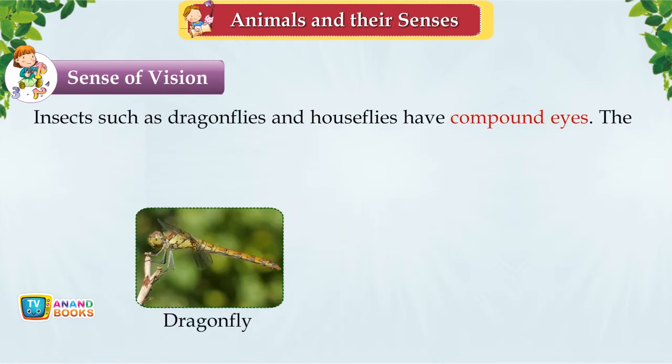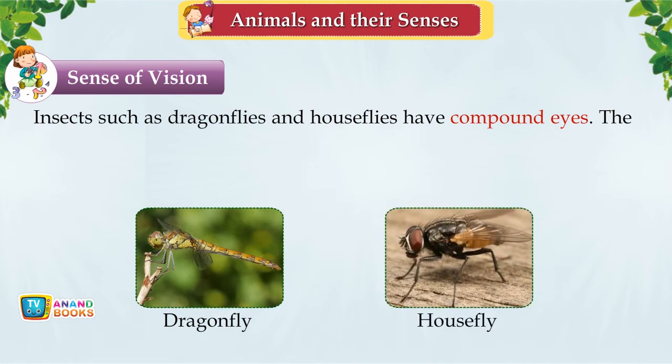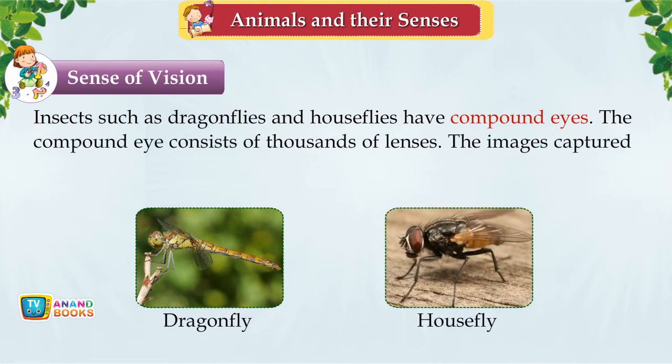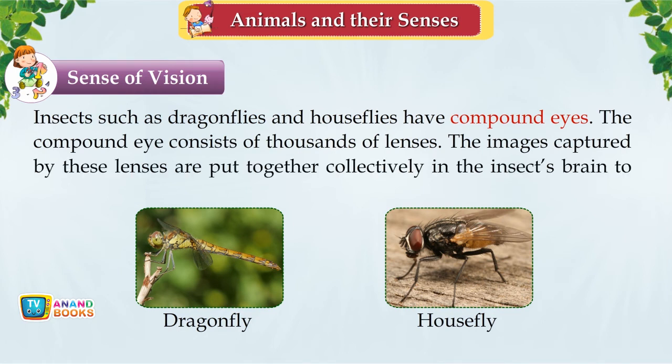Insects such as dragonflies and houseflies have compound eyes. The compound eye consists of thousands of lenses. The images captured by these lenses are put together collectively in the insect's brain to give it a complete picture.